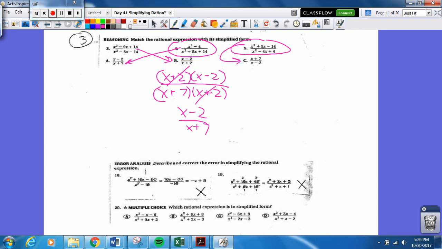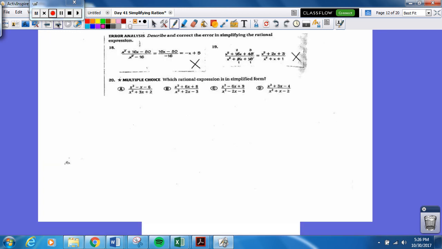Any questions on this? If you don't understand, if I'm going too fast, raise your hand and ask the teacher. Alright, let's try a few more. Check it out. Error analysis. So this is a really high level concept. If you're able to determine what is wrong and then fix it, that means you've really mastered the concept. Let's see if we can get it.